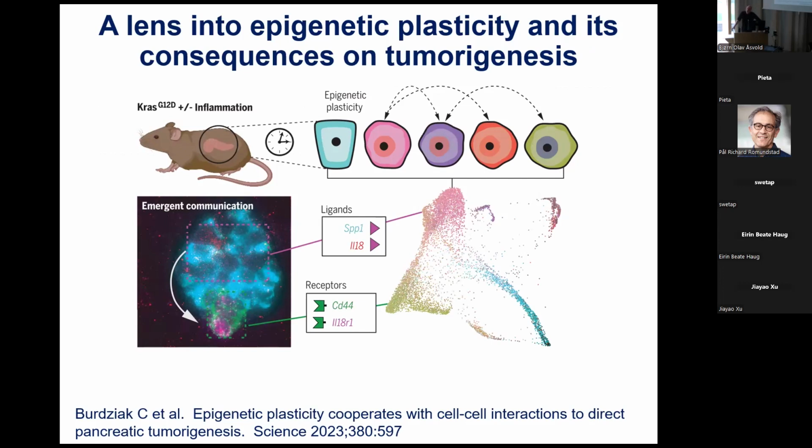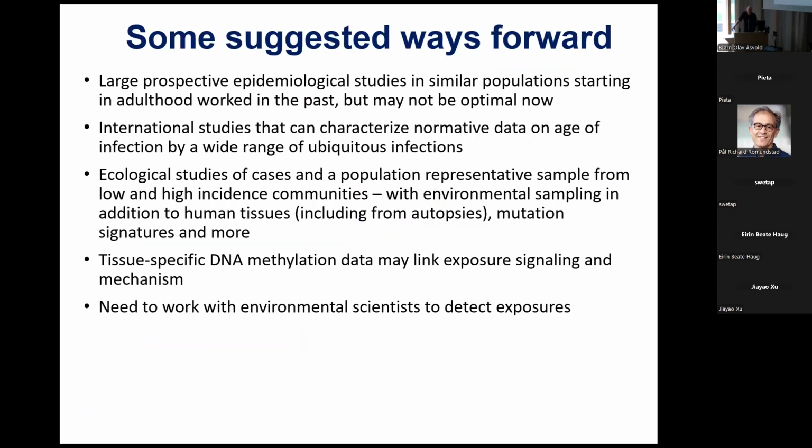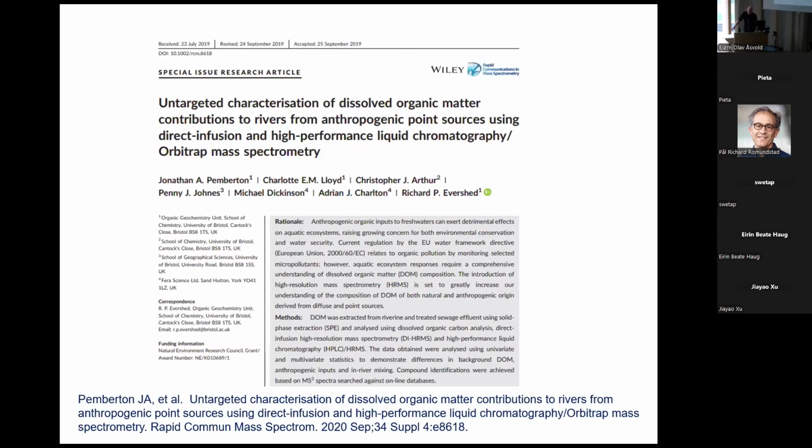This could be part of the mechanism which makes that tissue a fertile bed for positive selection for the pancreatic intraepithelial neoplasms or cells with driver mutations. So getting tissue might seem a bit morbid, but collecting such tissues might be a way into identifying exposures. Obviously, we need to work with environmental scientists.